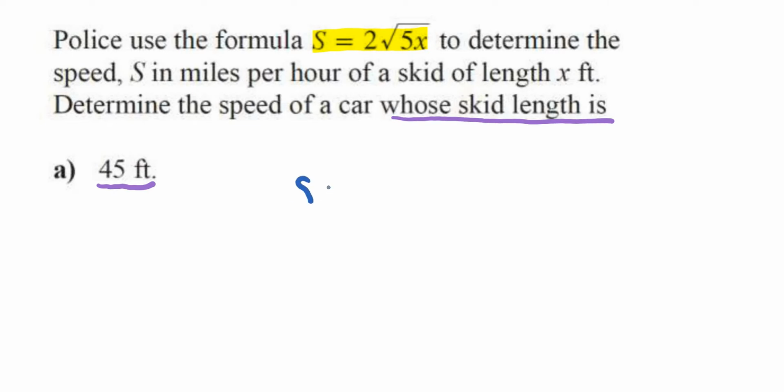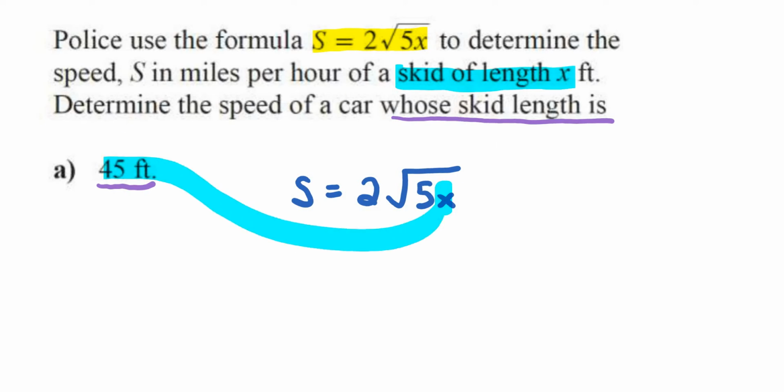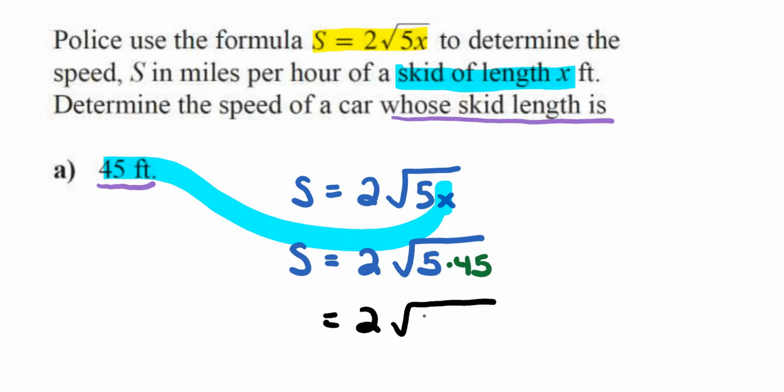Let's start out by rewriting the formula here. s equals 2 times the square root of 5x, and basically this x represents the skid length, right? So x is going to be 45 in this case. So s equals 2 times the square root of 5 times 45. And 5 times 45 is going to be 225. So this is going to be 2 times the square root of 225.